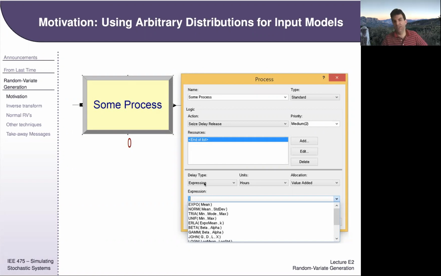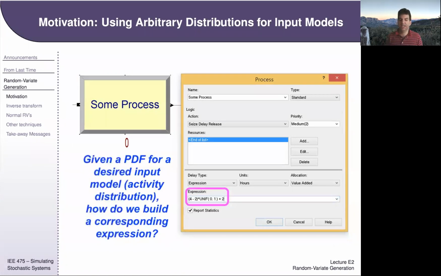And if I set this to expression, then I can put a mathematical expression that characterizes the distribution that I want ARENA to draw from. It's got a bunch of standard ones: exponential, normal, or whatever. But also, if you have a distribution that is not available to it, then you need to find a way to put that formula in there.